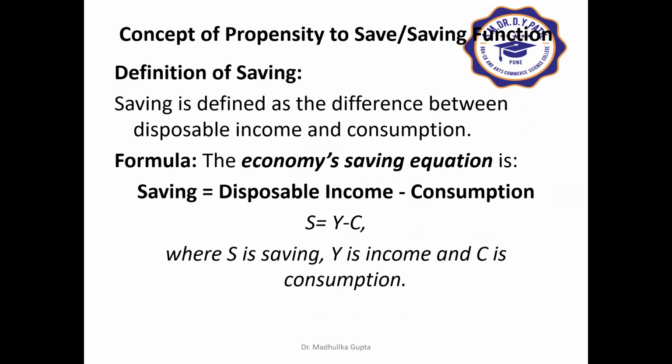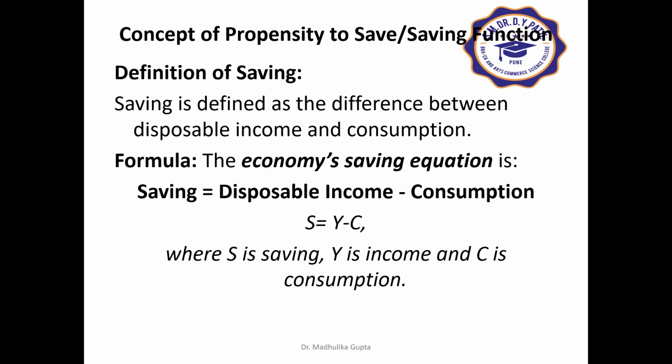Saving is defined as the difference between disposable income and consumption. That means you have a salary of 10,000, and you are consuming 8,000 from it. So it's the difference between your disposable income and consumption, and your 2,000 is your saving. So the equation is saving is equal to disposable income minus consumption. It is S = Y - C.